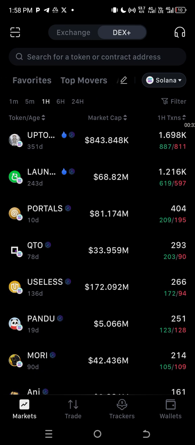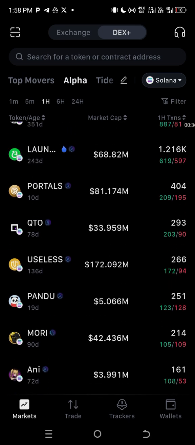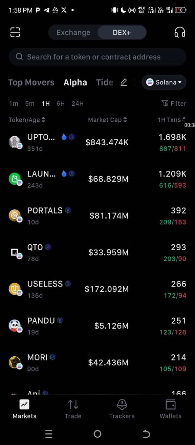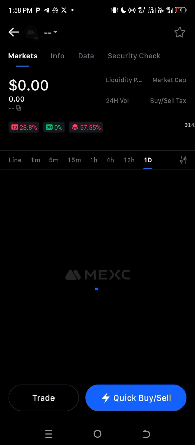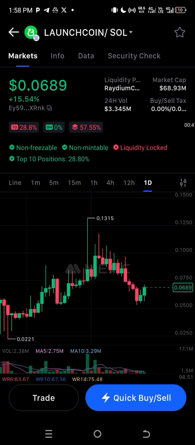You're going to see top movers, favorites, Alpha. Just tap on Alpha to bring it here. Now, click on, let's analyze this token together, launch coin. All right, let's analyze it if it's a good buy. And you can see it passes everything. It's a good buy, right? It's a good buy.